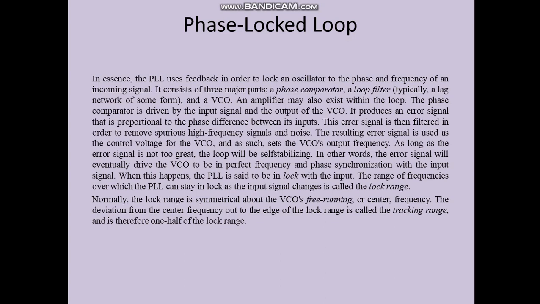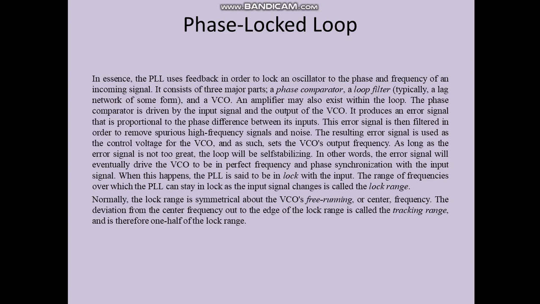This error signal is then filtered in order to remove spurious high frequency signals and noise. The resulting error signal is used as the control voltage for the VCO and sets the VCO output frequency. As long as the error signal is not too great, the loop will be self-stabilizing. In other words, the error signal will eventually drive the VCO to be in perfect frequency and phase synchronization with the input signal. When this happens, a PLL is said to be locked with the input.